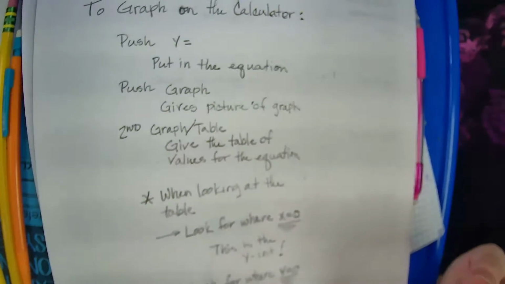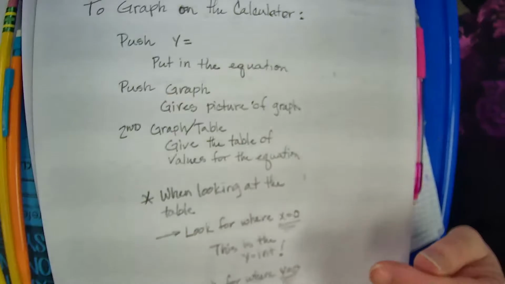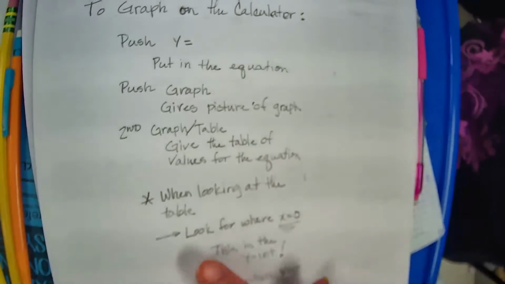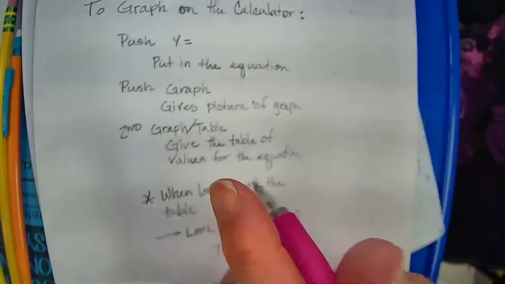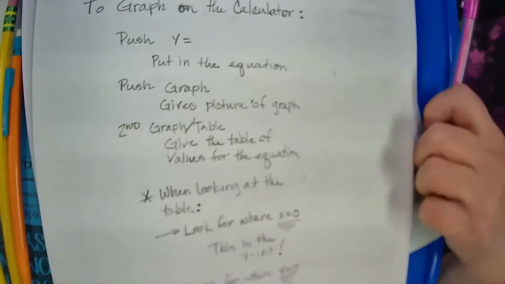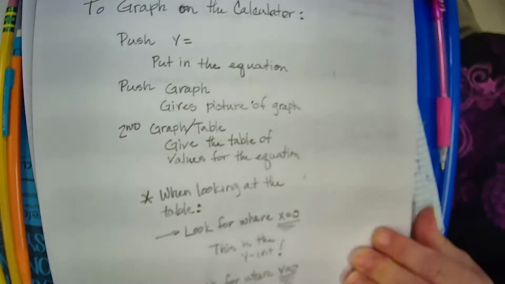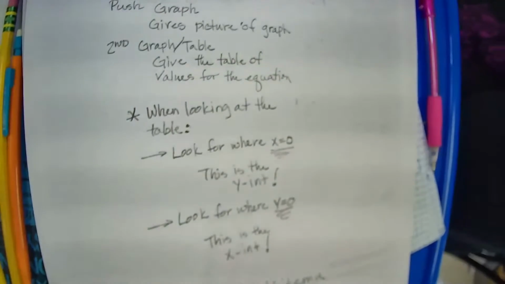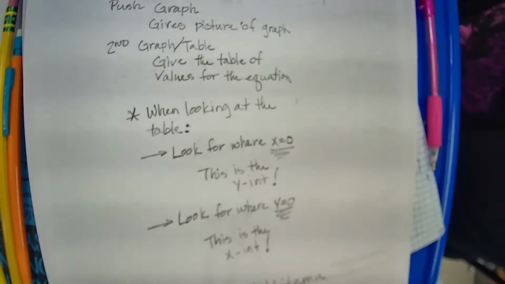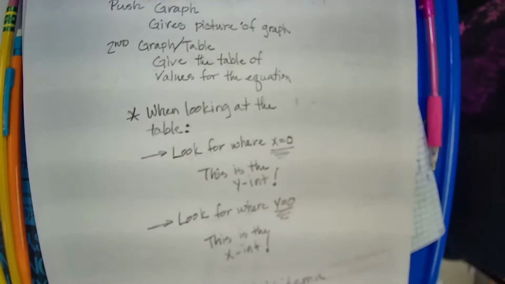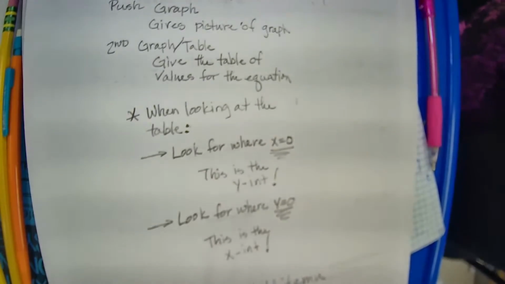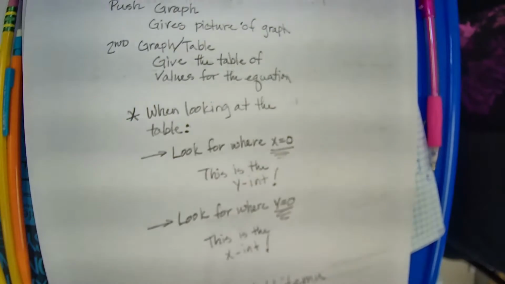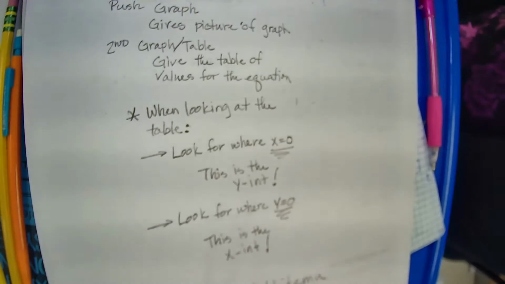Now, I also want you to note, and we just talked about it, that's why we turned the x and the y-intercept into points. Okay, when you're looking at the table, look for where x equals 0, and that's the y-intercept. And then you look for where y equals 0, and that is your x-intercept. Okay?